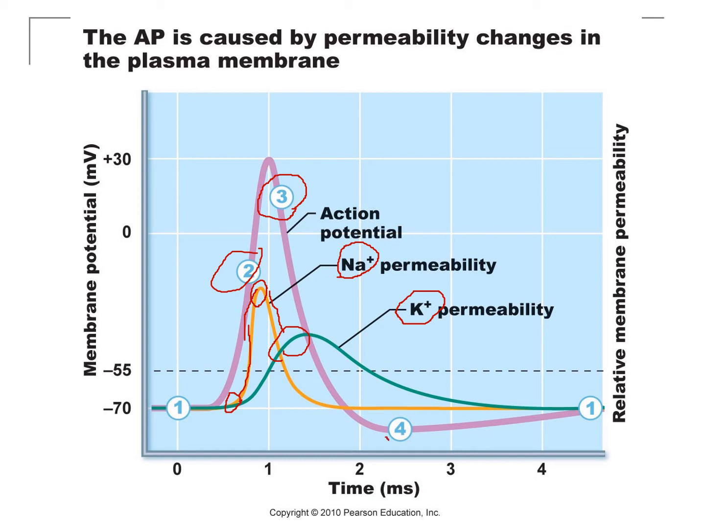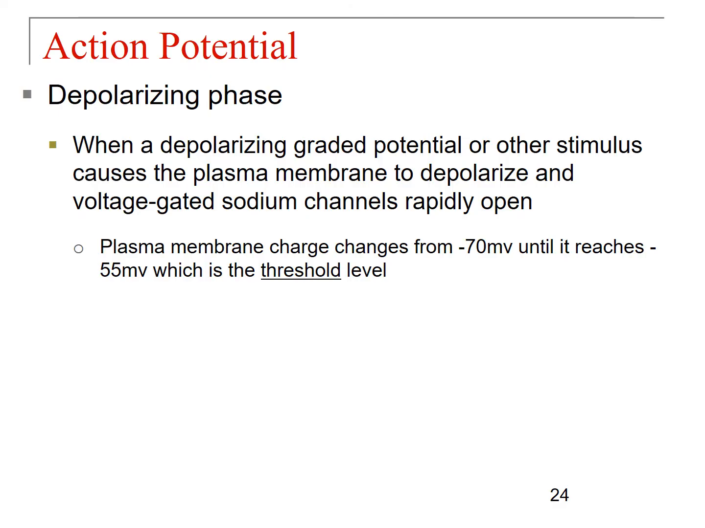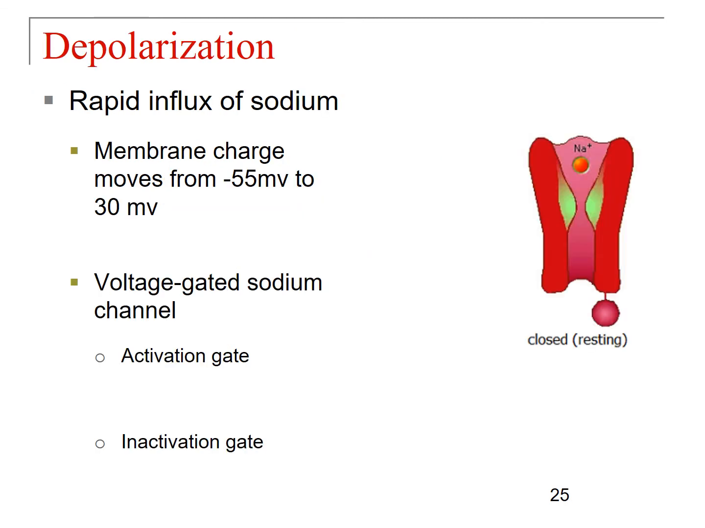Now your fourth stage here is called hyperpolarization. You've had so much potassium leave the cell that not only has it dropped to your original -70 value, it's actually dropped beneath it. And so now the cell isn't just polarized, it's hyperpolarized. Okay, so again, in depolarization, voltage-gated channels open, and your plasma membrane goes from -55 up to +30.